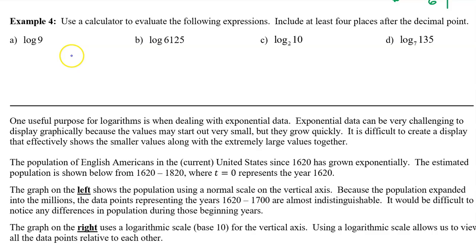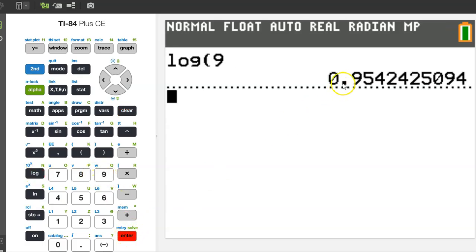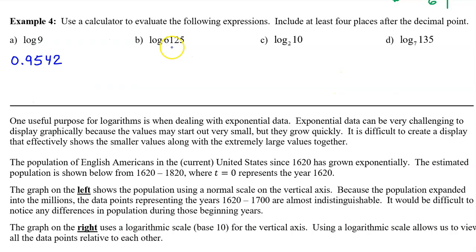It's very easy to evaluate log expressions using a calculator. The College Board will accept 3 decimal places, but students often will make a mistake when it comes to rounding, so we are going to use 4 decimal places and no rounding. Part A, log 9. There's the log button on your calculator, so just hit log 9 and enter. We will write 0.9542. How about log 6125?